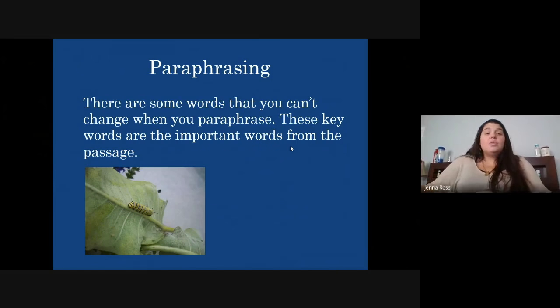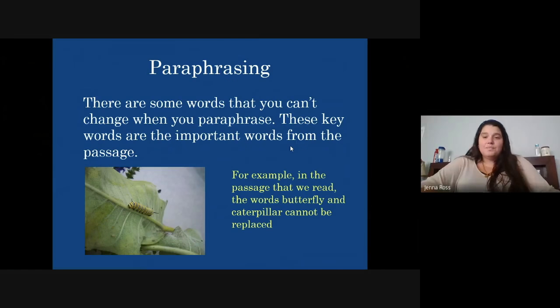There are some words that you can't change. For example, you can't change the word butterflies. You have to use that because that's what we're talking about here. Okay, because those are the important words from the passage. And right there, you can't change butterfly or caterpillar because those are the animals we're talking about.